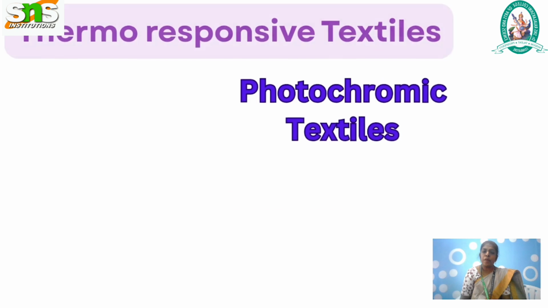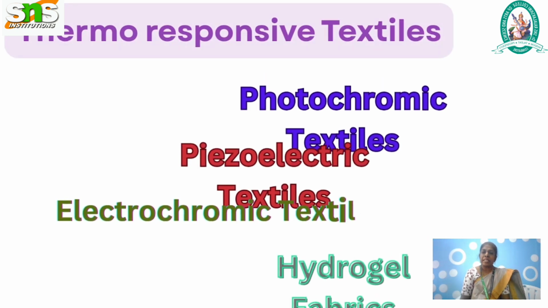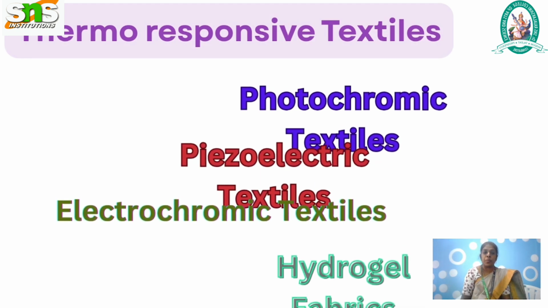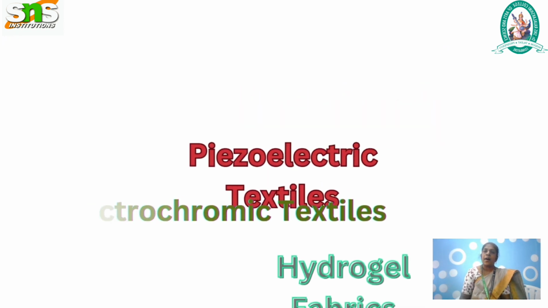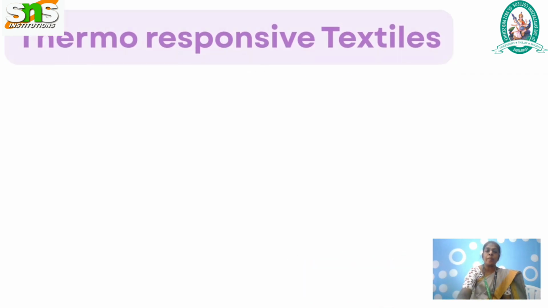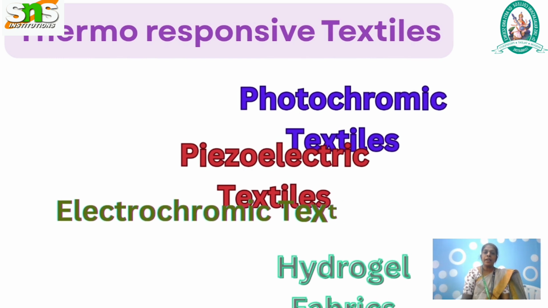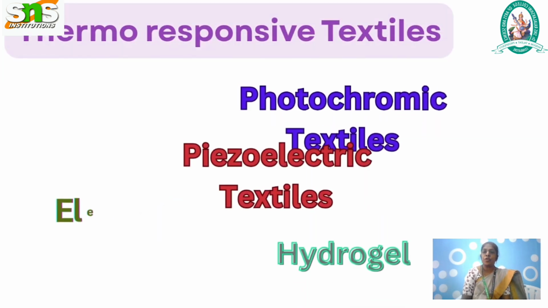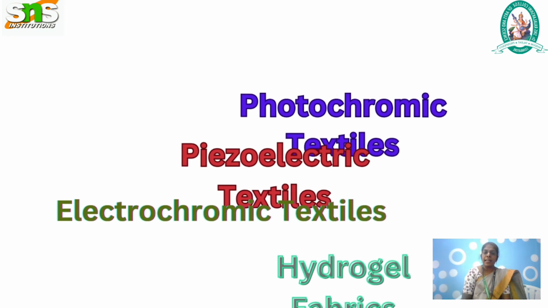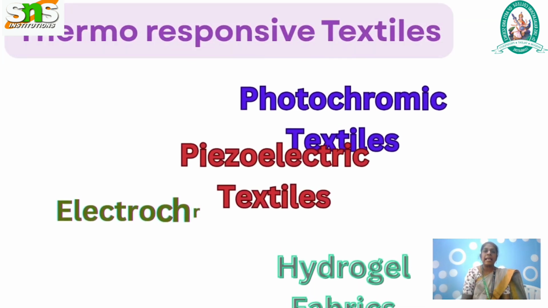Third one is electrochromic textiles. These electrochromic textiles alter their color or opacity when an electric voltage is applied to them. So here, upon passing electric signals, the color changes. What is the application? Adjustable tint window shades or garments. They adjust their color by sensing the electric signals they produce.